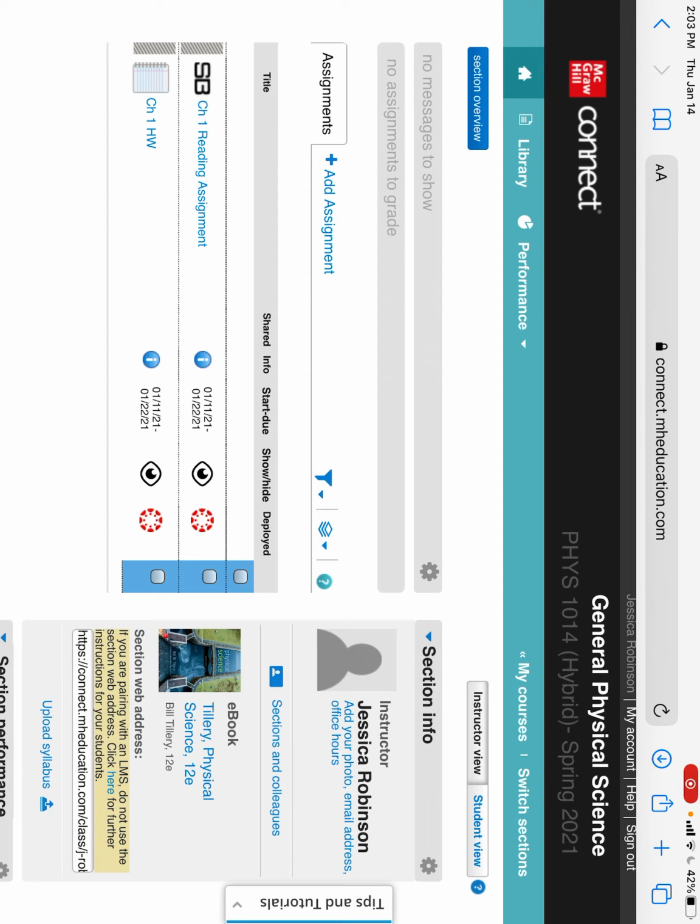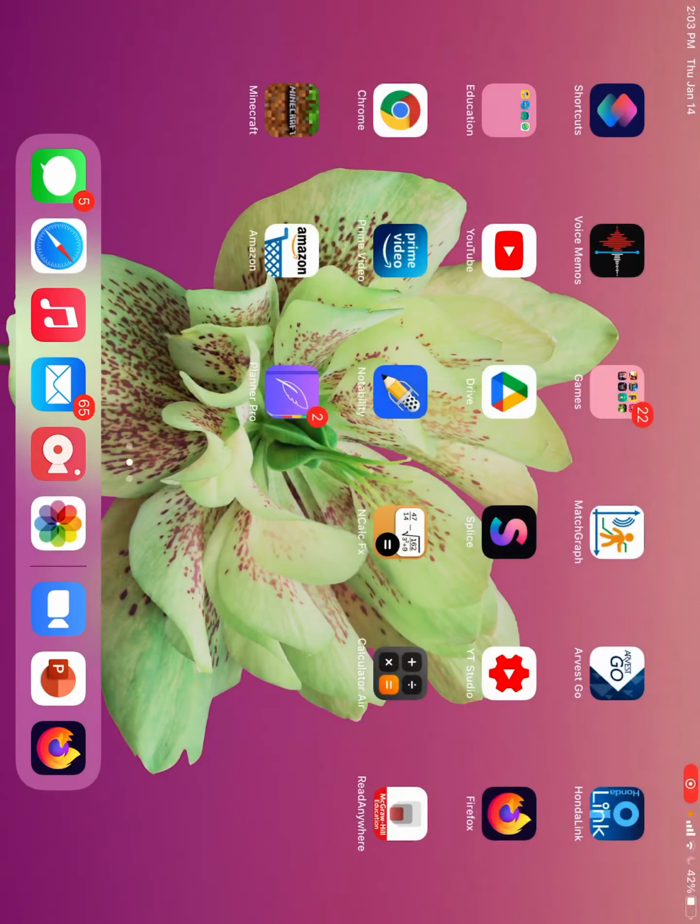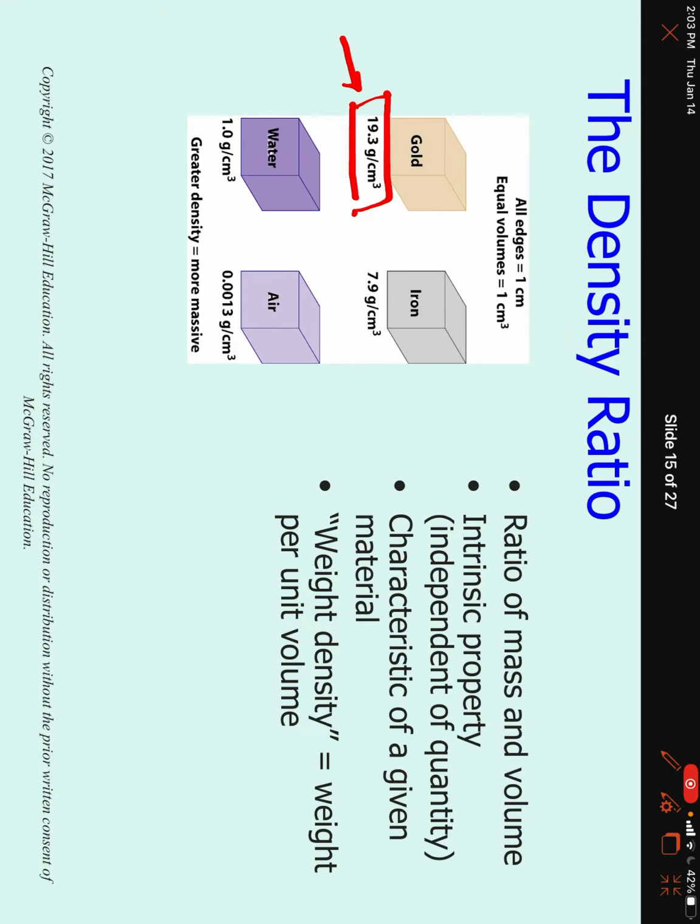Anyway, this is what the homepage of your Connect should look like. Let me go over here. Okay, so there is a table in that textbook, and let me find it in my book. It's table 1.3. We'll have all of those density values. Okay?